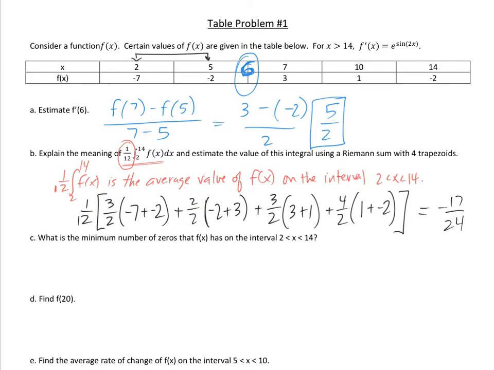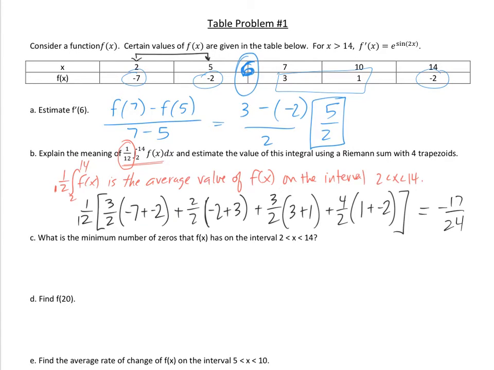This function seems to spend most of its time in the negatives, but kind of close to 0, and then it gets up to 3 and 1 for a little bit, but it doesn't get really high. It should be something relatively close to 0, but I think that it's definitely in the negatives overall. All right, so there's my part B. Main focus is the Riemann sum, the trapezoids, but it usually asks you to apply that. In this case, we apply that to the average value.